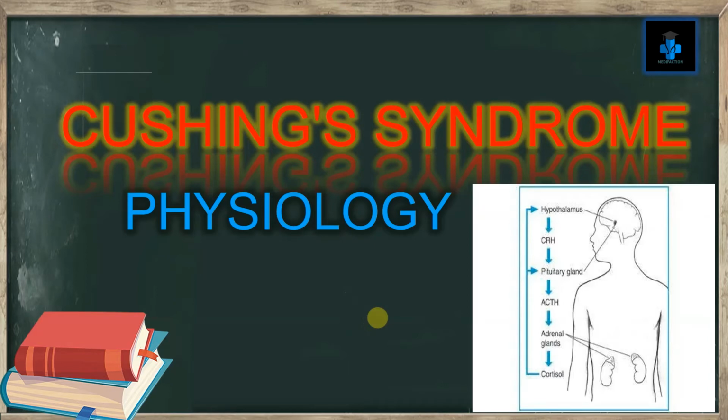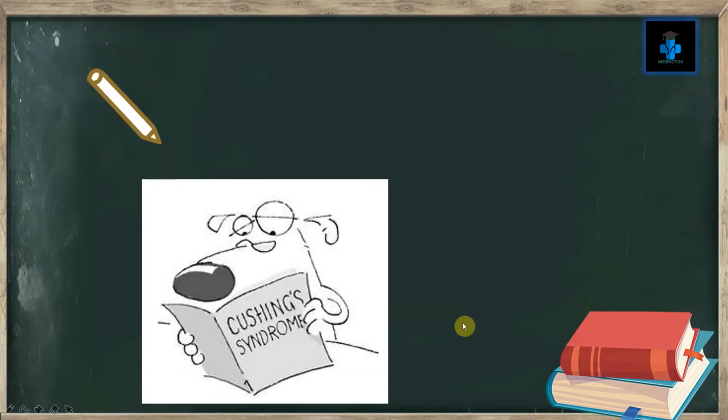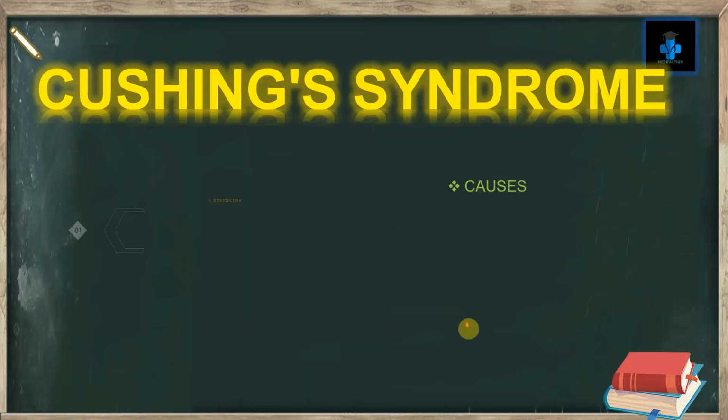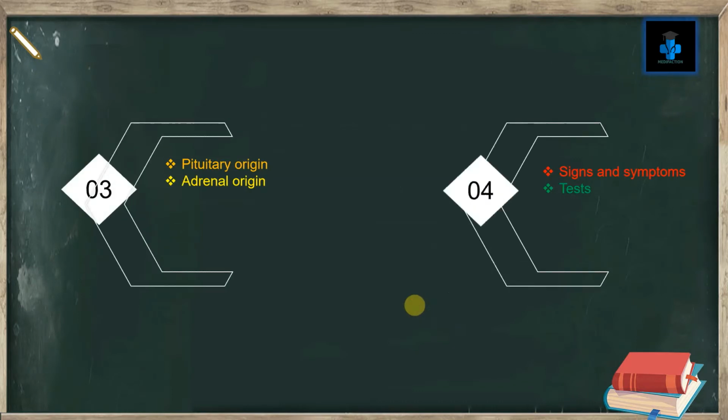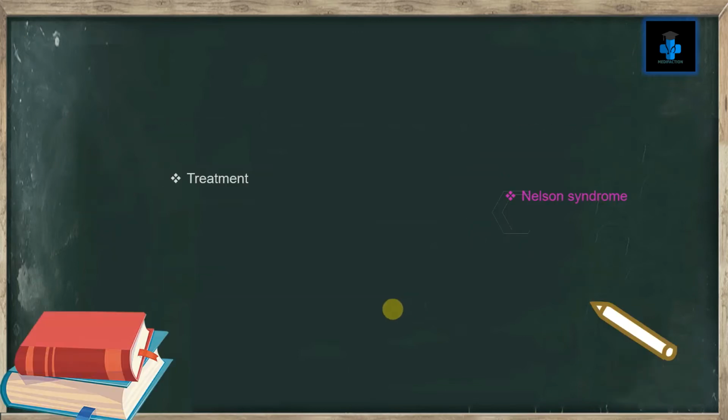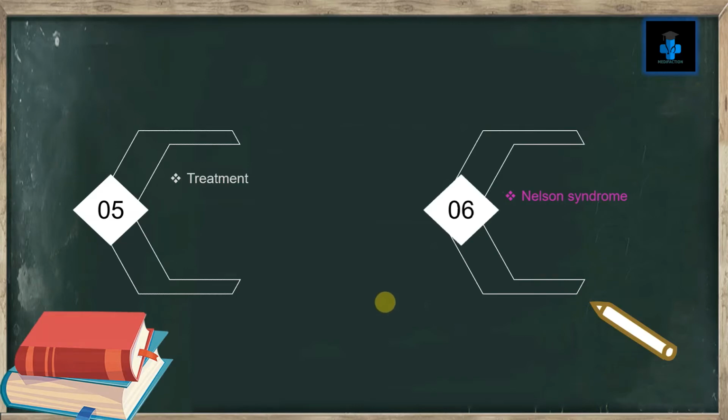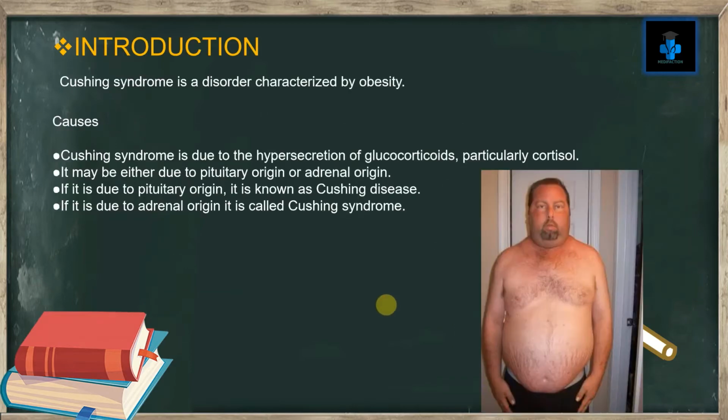Today we will be learning about the physiology of Cushing's syndrome. Cushing syndrome is a condition that occurs from exposure to high cortisol levels for a long time. So, to learn more about Cushing syndrome, let's start learning. In this video, I will be enumerating an introduction, the causes for Cushing syndrome, and the types which may be due to pituitary origin or adrenal origin, signs and symptoms, tests related to it, treatment for Cushing syndrome, and finally Nelson syndrome. Let's start.